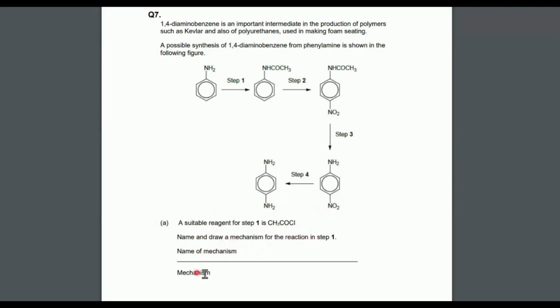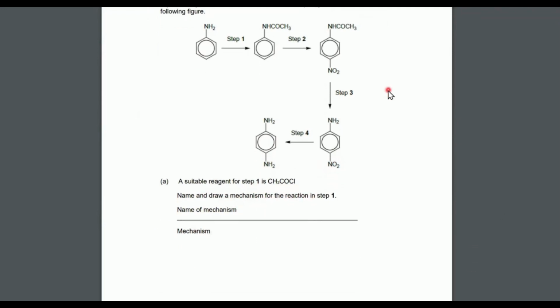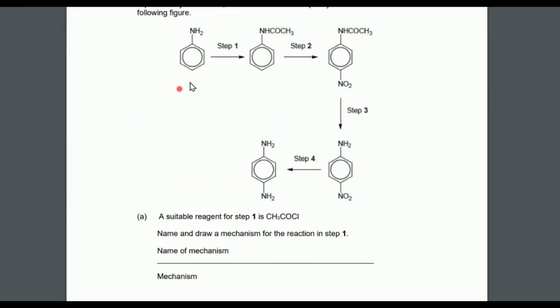A suitable reagent for step 1 is CH3COCl, that is ethanoyl chloride. Name and draw a mechanism for the reaction in step 1. And there we go. Let's get into it.